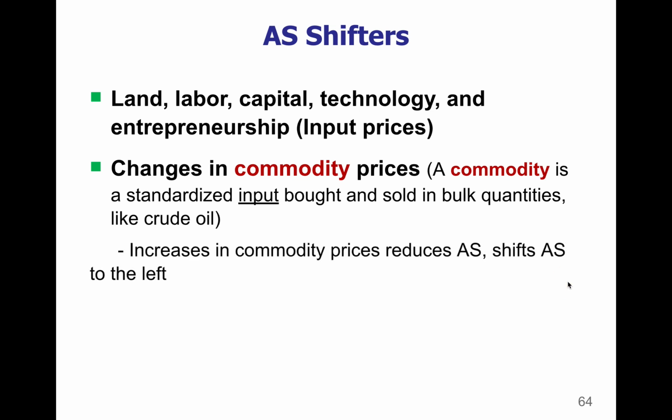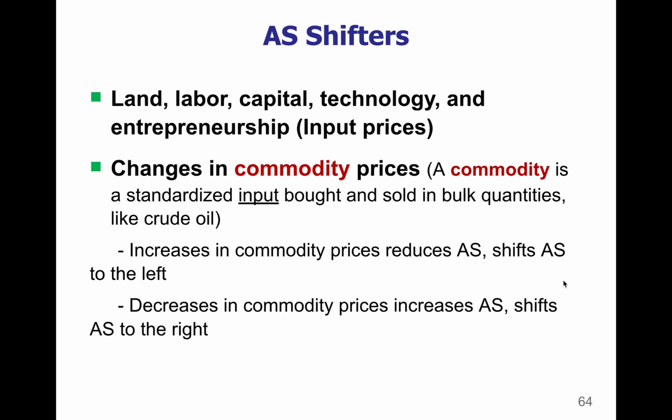So if commodity prices have increased, then aggregate supply will shift to the left. And if these commodity prices have gone down, then that means short-run aggregate supply would shift to the right.